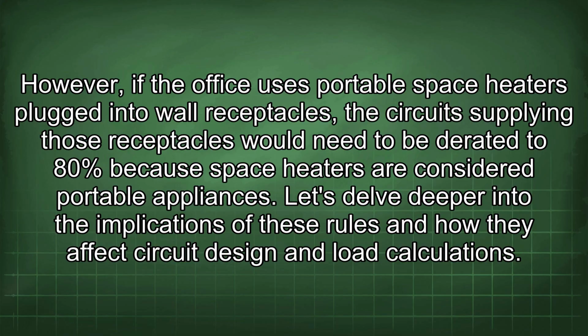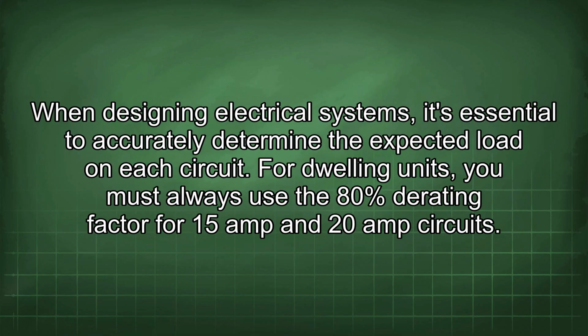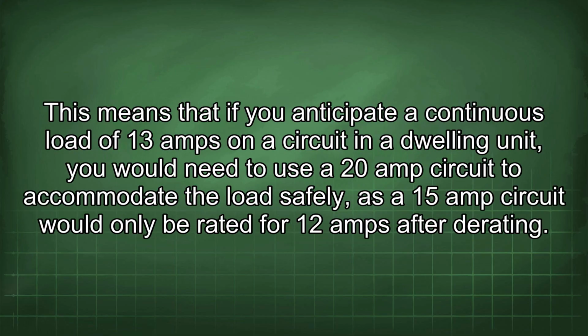Let's delve deeper into the implications of these rules and how they affect circuit design and load calculations. When designing electrical systems, it's essential to accurately determine the expected load on each circuit. For dwelling units, you must always use the 80% derating factor for 15 amp and 20 amp circuits. This means that if you anticipate a continuous load of 13 amps on a circuit in a dwelling unit, you would need to use a 20 amp circuit to accommodate the load safely, as a 15 amp circuit would only be rated for 12 amps after derating.